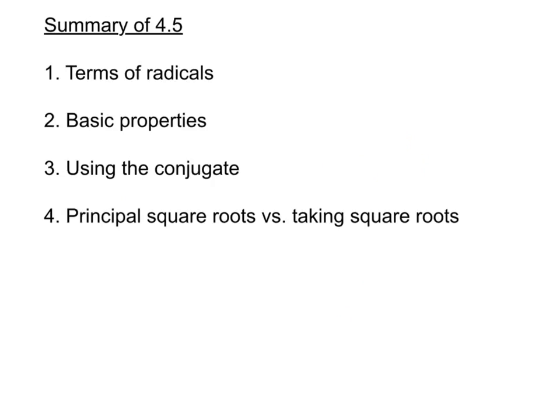All right, so let's summarize and wrap this up. We looked at several things in this video. We first looked at the terms involving radicals, like radicands and radical symbols and things of that sort, so you can review those definitions. We looked at some basic properties with fractions and with products of radicals. We saw how to use the conjugate to simplify an expression when there's a binomial in the denominator or multiple radicals. And lastly, for number 4, we looked at the difference between the simple principal square root and the action of taking a square root.